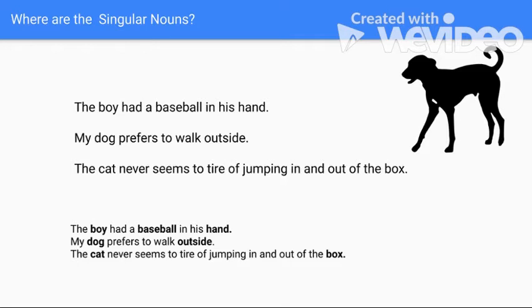This third sentence seems to be visually more complicated, but it's quite simple in fact. The cat never seems to tire of jumping in and out of the box. Well, if a dog is a noun based on the second sentence, then the cat is also a noun because it is a thing. As you keep going through the sentence, tire could be a noun, but as we know, it'll be a verb. So the final noun is box because it is a thing.